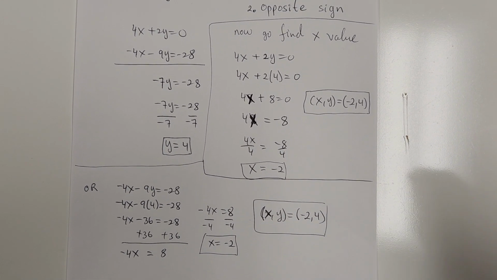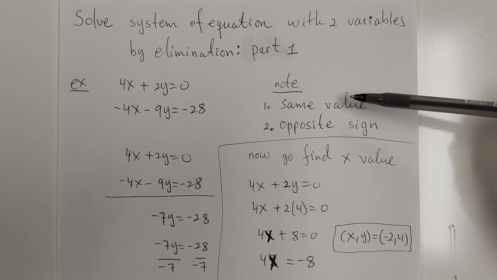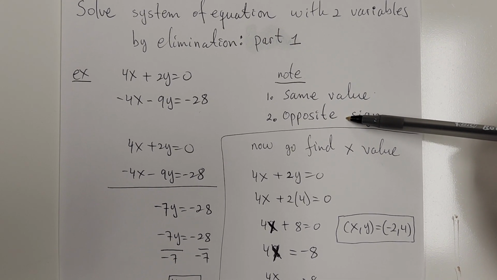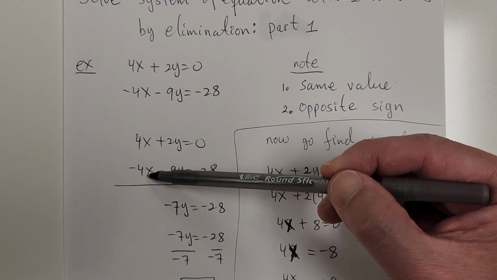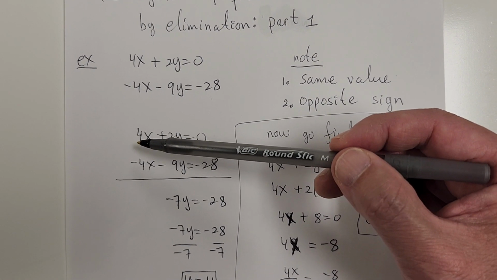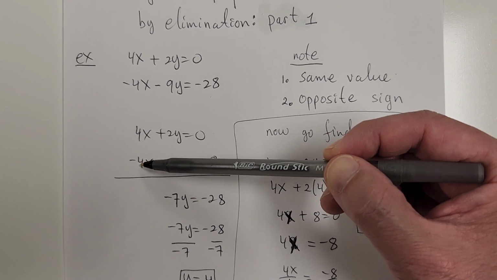Be very careful when you do elimination. Please follow the rules. Number 1, same number. Number 2, opposite sign. Again, what does that mean? The top and the bottom must have the same number, and then the second part, one of them is positive, the other is negative.